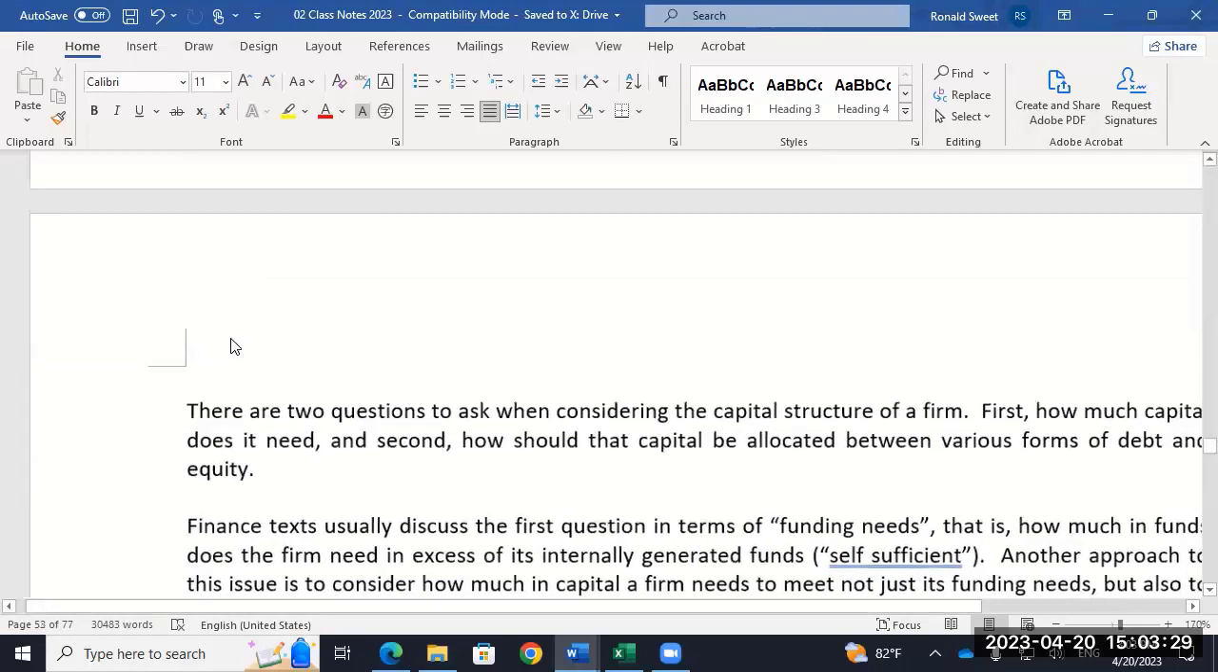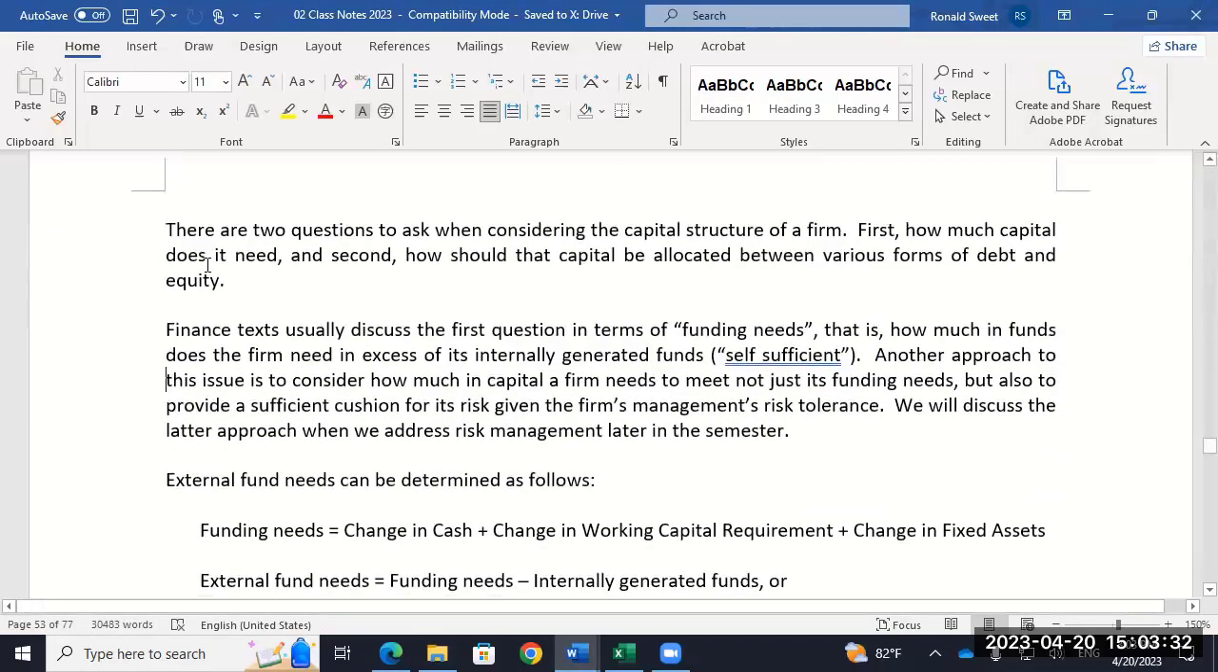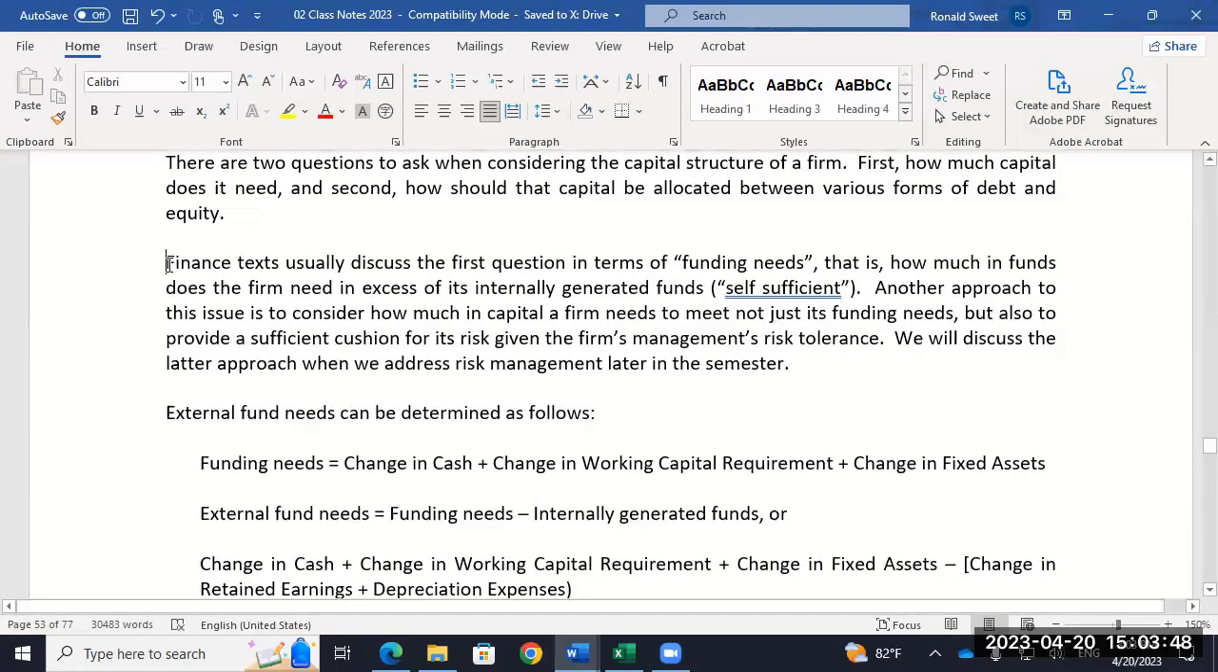So can we do that? Before we do that, let's talk about where firms get their capital. You can reduce your cost of capital. So how much capital do they need, and how should that be allocated? How do you get it from debt versus equity? How much funding do you need?